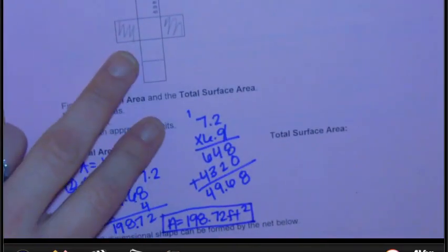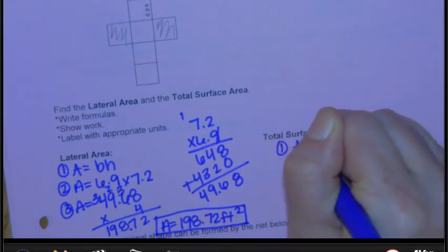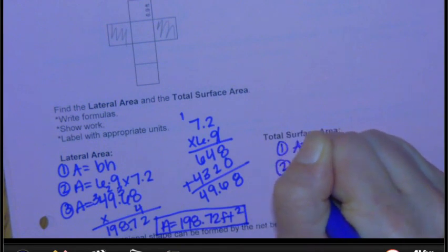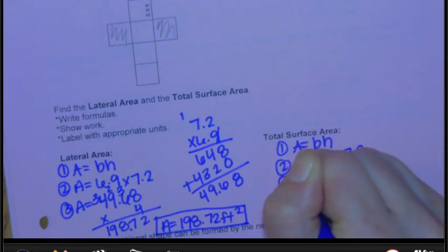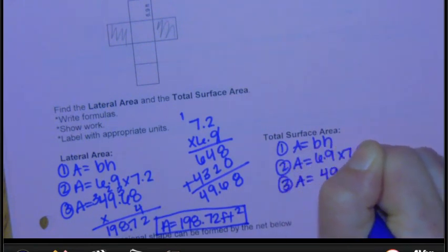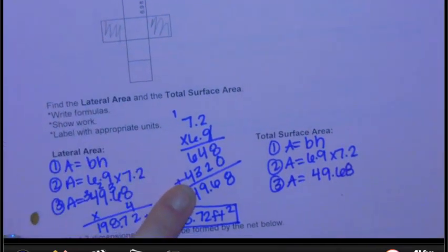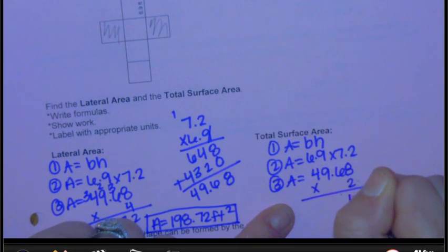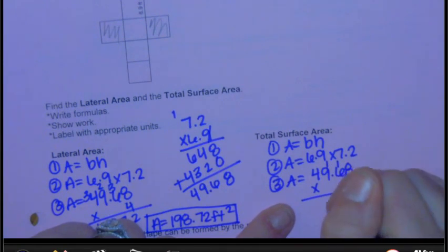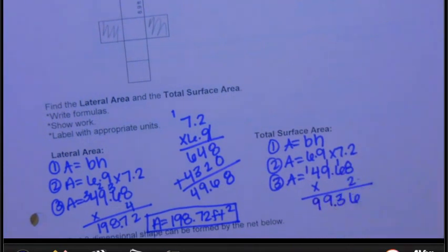All right, for my total surface area, I need to find the area of my 2 bases and then add it to my lateral. Area is equal to base times the height. Area is equal to 6.9 times 7.2. Well, we know this area is 49.68 because it's the same thing. We found it already for 1 cube, or 1 square, I mean. I have 2 bases, so times 2. 8 times 2 is 16. 6 times 2 is 12, plus 1 more is 13. 2 times 9 is 18, plus 1 more is 19. 4 times 2 is 8, plus 1 more is 9. And I have 2 decimal places.